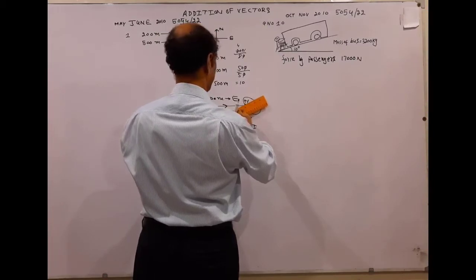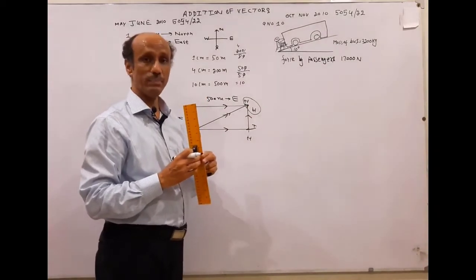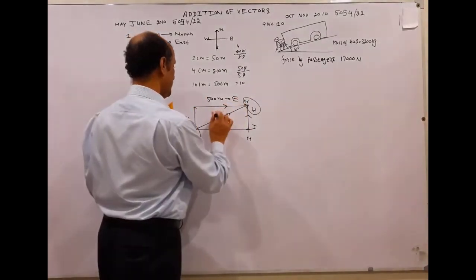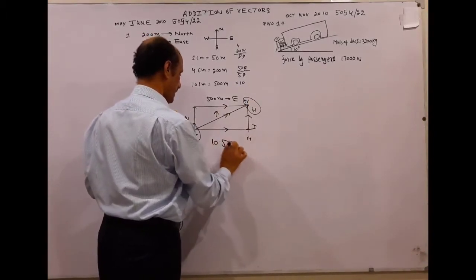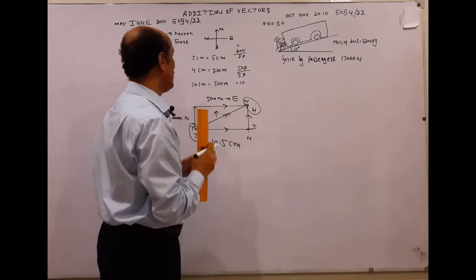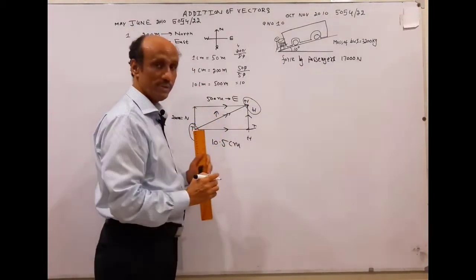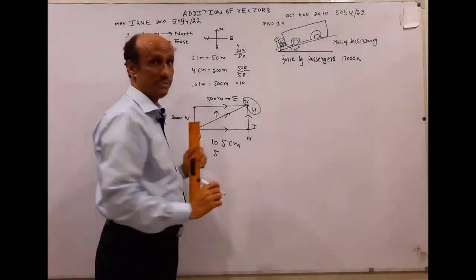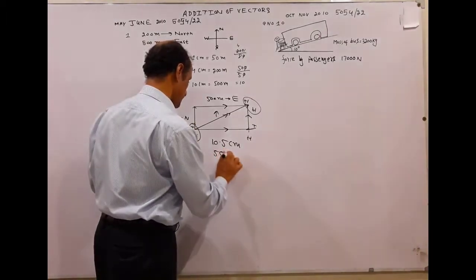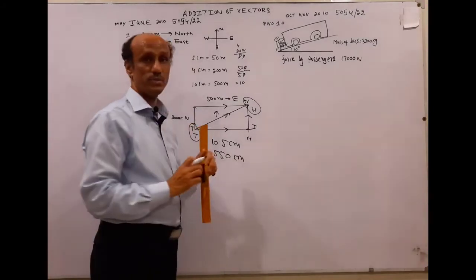This is 10.5 centimeter. And what was the scale? 1 centimeter represents 50 meter. So we will multiply it by 50. So 550 meter will be the displacement.